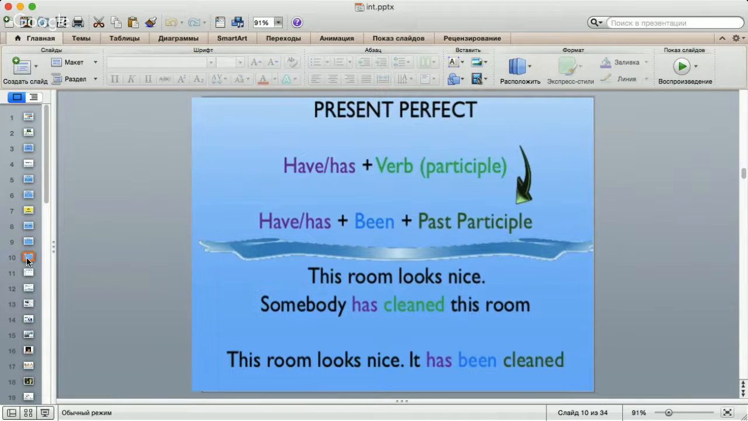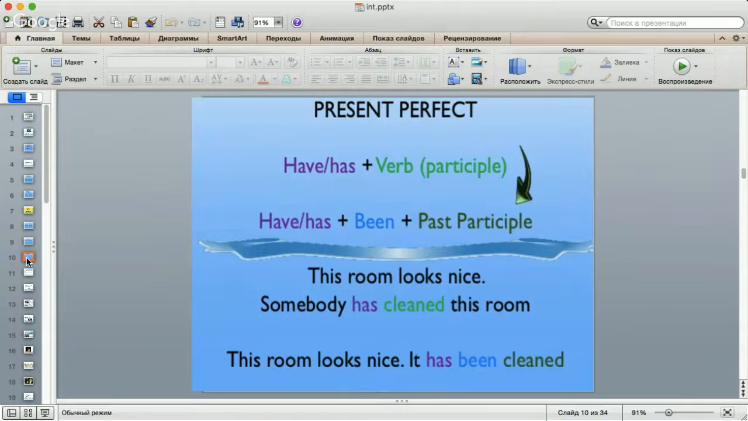So how can we transform it? We make almost no changes. This room looks nice. It has been cleaned. We just put been between has and cleaned, and we get the wanted result. So everything is fine right now.